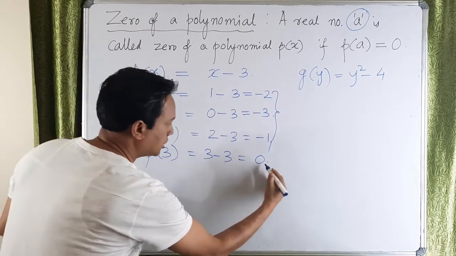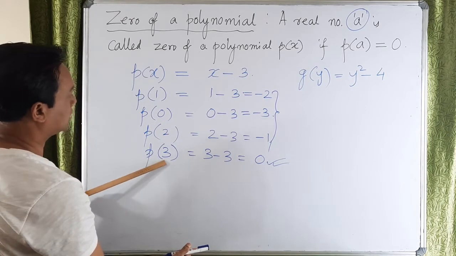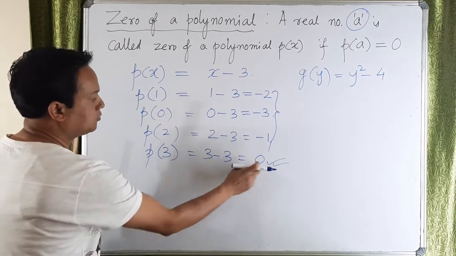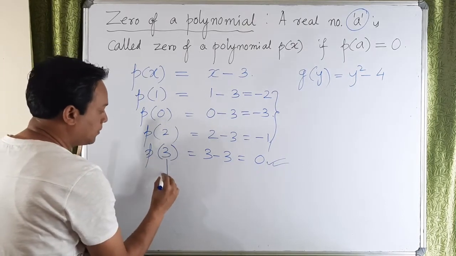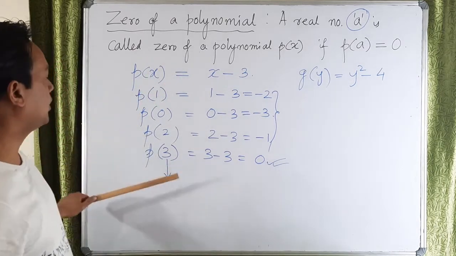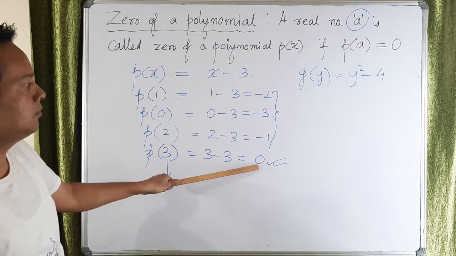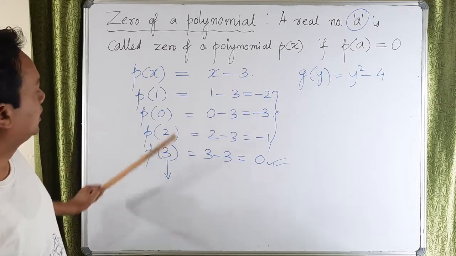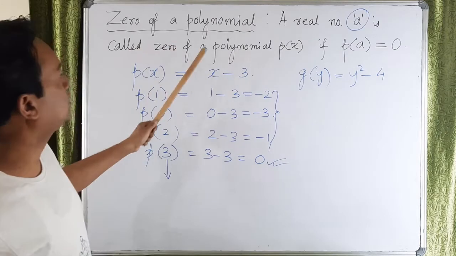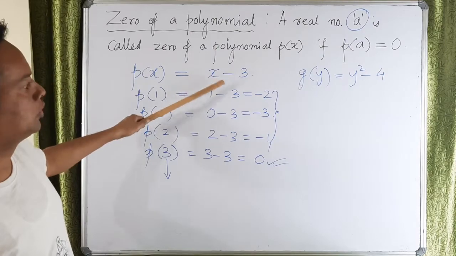Now, concentrate here. This value 0, when did we get 0? When we put x as 3. We got 0 here when we put x equals 3. So, P(3) became 0. So, this number 3 is called the 0 of the polynomial, because when we substituted 3, the value of the polynomial became 0. So, remember, any real number A, in this case A is 3, is called a 0 if P(A) becomes 0. Here P(3) is 0, so 3 is the 0 of this polynomial.